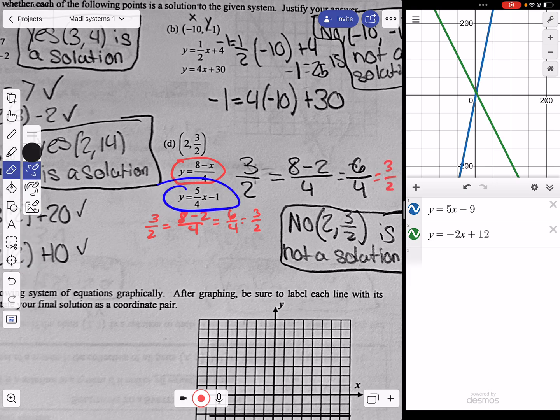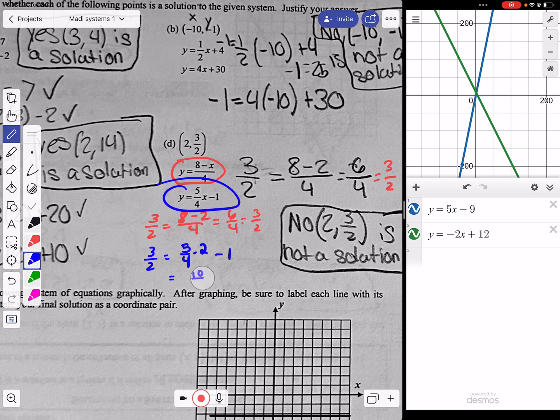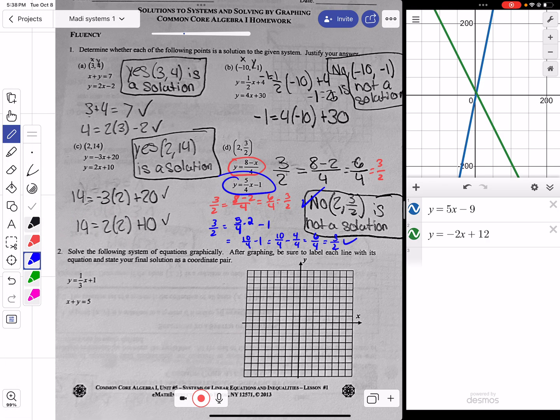And then for the second equation, we'll put 3/2 over on this side for y, and the math would be 5/4. And we're taking that times 2. That's our x value. And then minus 1. So on this right side, that'd give you 10 over 4 minus 1, which is 10 over 4 minus, and I'd have to have a common denominator. So 4 over 4 is the same thing as a 1. But now the denominators are the same, and that gives me 6 over 4, which is also 3 over 2. So they both do give you 3 over 2. So yeah, it looks like that thing is a solution.